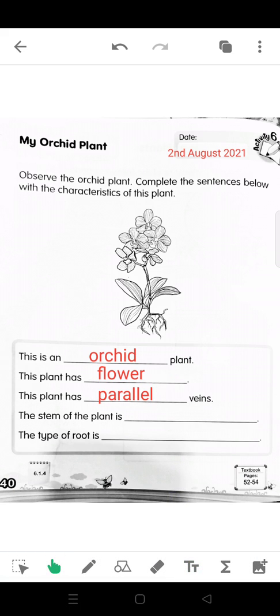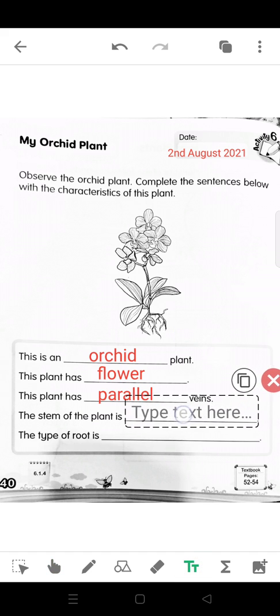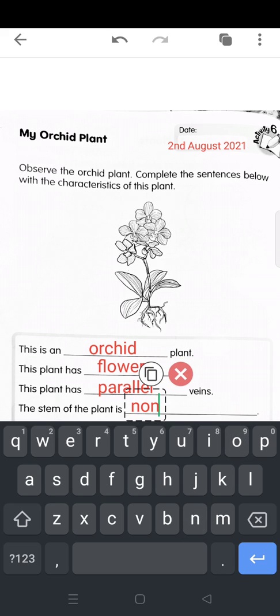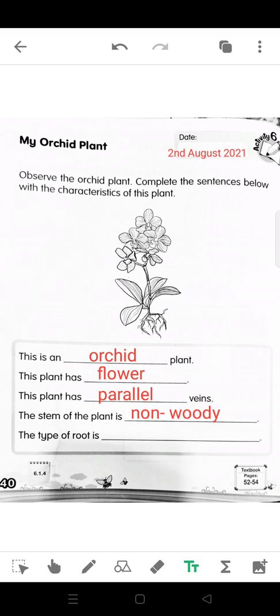Okay, good. Now let's do the fourth sentence. The stem of the plant, is it woody or non-woody? Yes, this is non-woody stem. How to spell non-woody? N-O-N-W-O-O-D-Y. Non-woody.